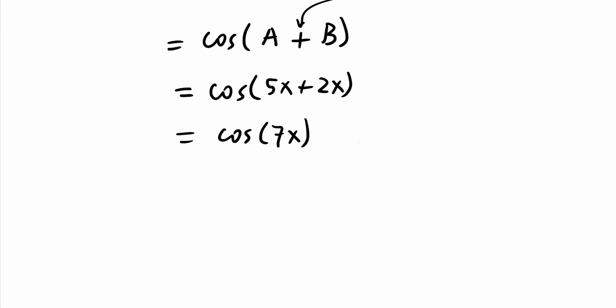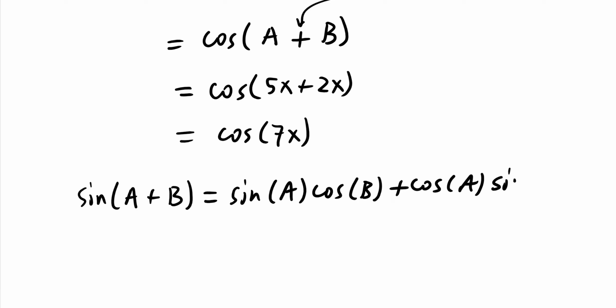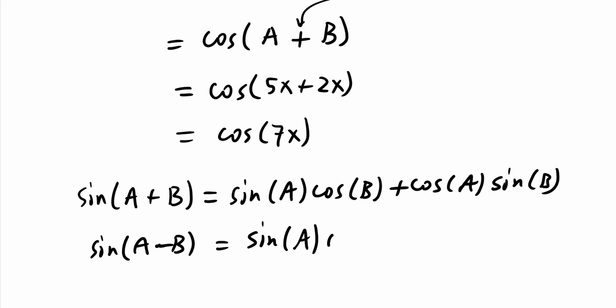The next question we need to answer: is there a formula for sine A plus B and sine A minus B? The answer is yes. Sine A plus B is sine A cosine B plus cosine A sine B. And for sine A minus B, it's the same formula with the sign switched: sine cosine minus cosine sine.